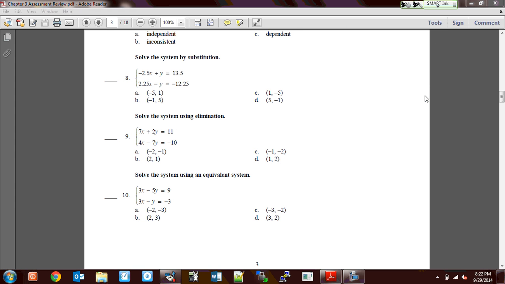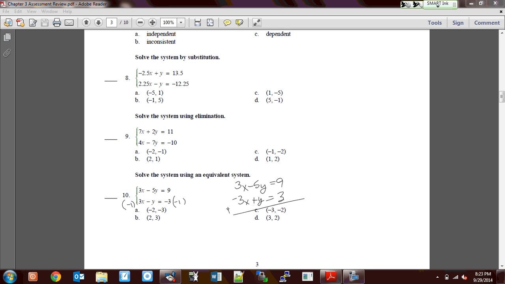All right. Number 10, solve the system using an equivalent system. Well, solving using an equivalent system is very, very similar to elimination. So all we're going to do here is simply multiply the bottom by negative 1. So we're going to have 3x minus 5y equals 9. And then when we multiply this by negative 1, we're going to get negative 3x plus y equals 3, because we multiplied everything in here by negative 1.